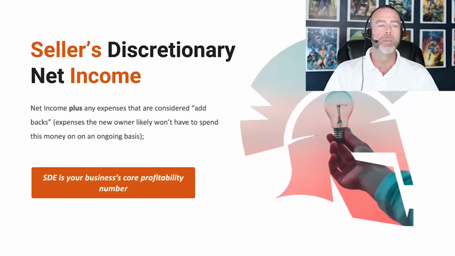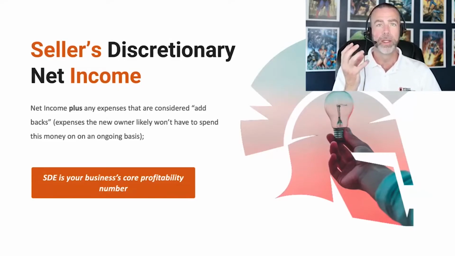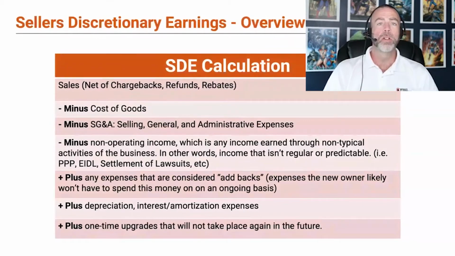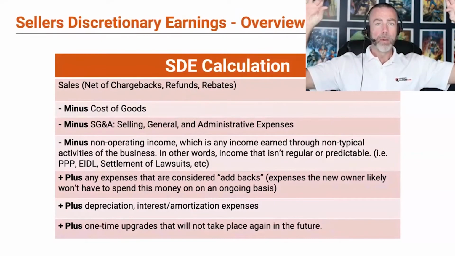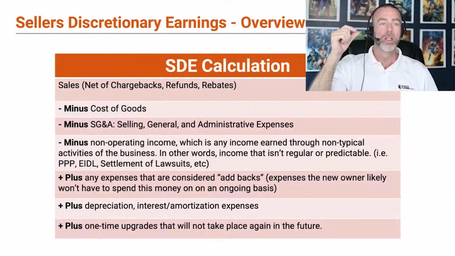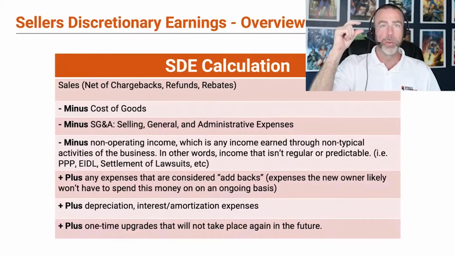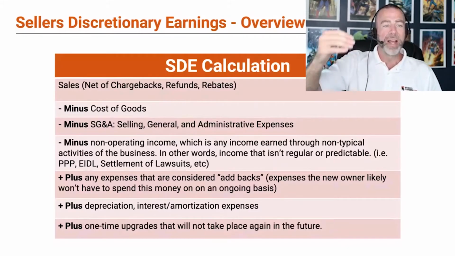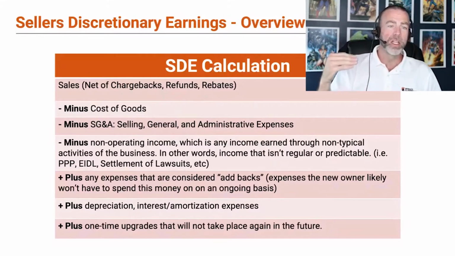The SDE is your business's core profitability. That's how much money you're making. This is how we calculate your SDE. It starts at the top, your top line number, your gross sales. We're going to subtract your chargebacks, your refunds, your rebates, any other sales adjustments that happen to your sales number. We're going to subtract your cost of goods sold. We're going to subtract your SG&A, all of your selling, your advertising, your marketing, your general and administrative expenses.